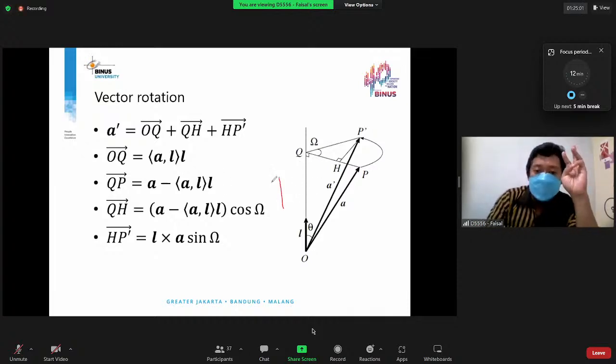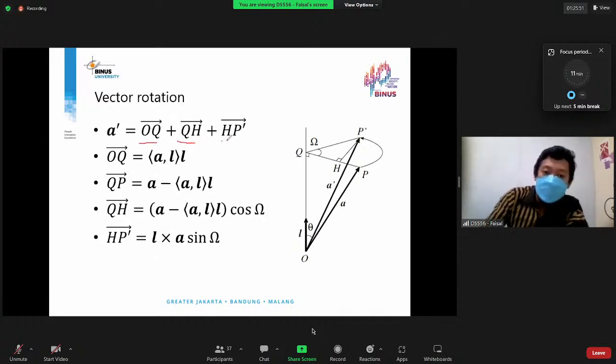OK, the rotated vector A' is the sum of OK, KH, and HP'. So if we can compute these three vectors, we get the result of the rotation. If we know OK, KH, and HP', we will get the vector rotation. And what is OK?